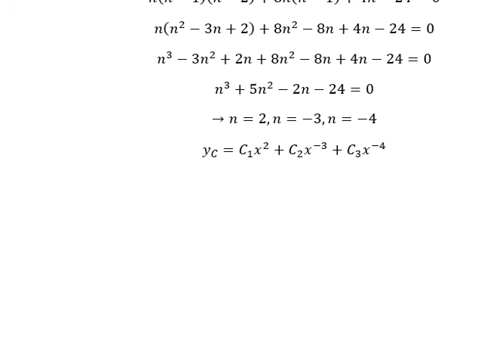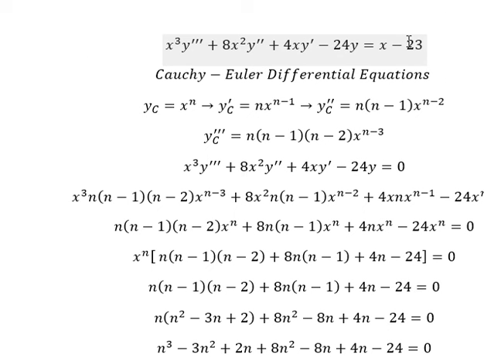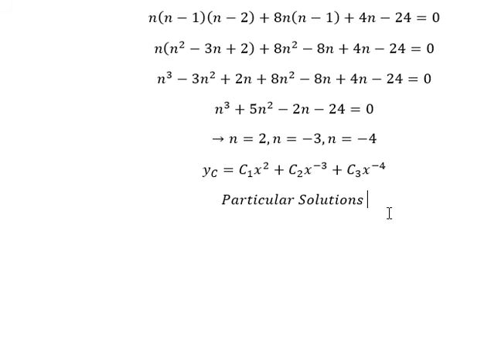Now, we go to particular solutions. So we have s minus 23 in here. So I will put yp, that is As plus B.